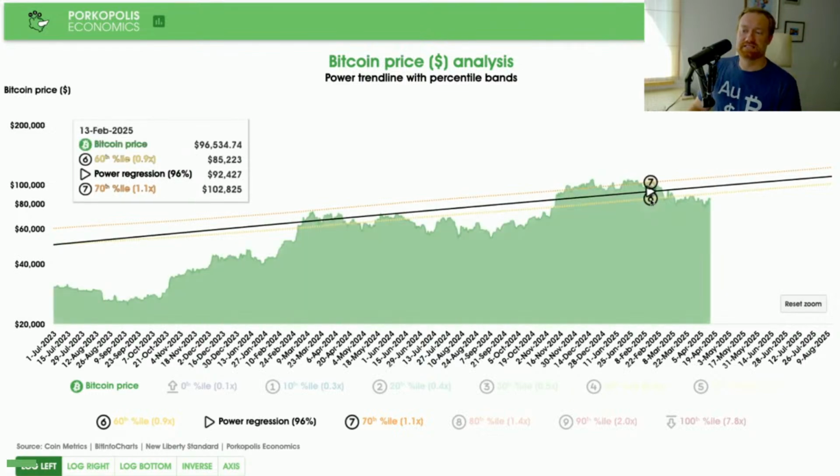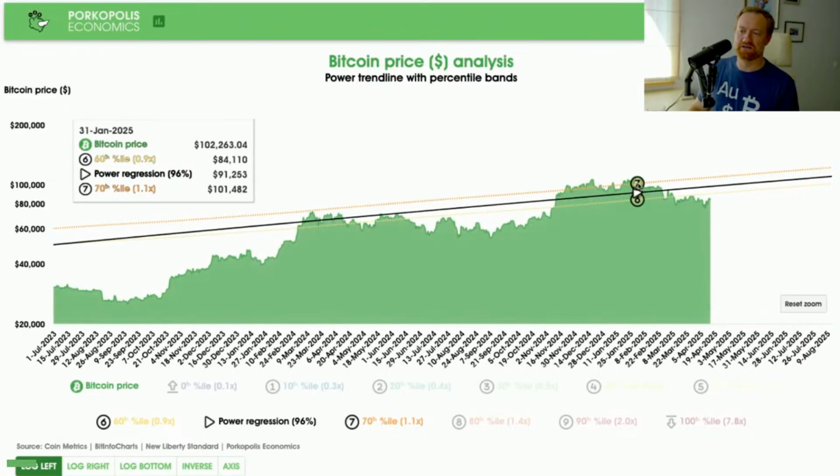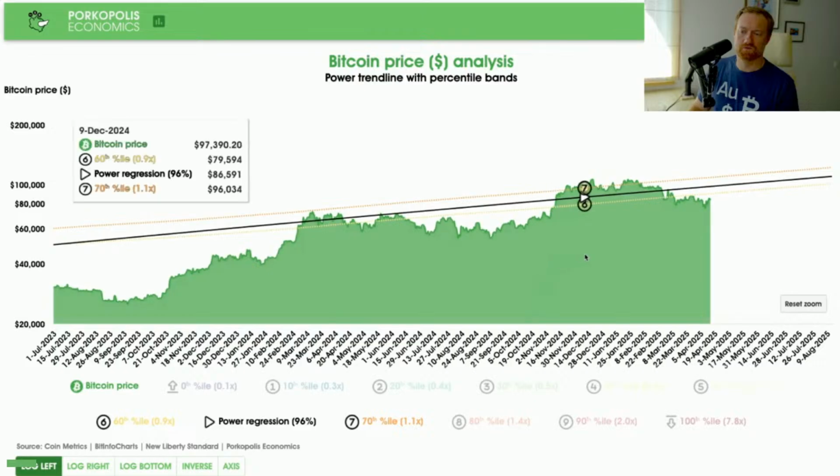But you can clearly see that if we think about the trend line as the mean, that's how you should think of the trend, as the mean. It's not exactly the mean, but you think of it that way. We're very close to the mean. Yes, we're above the mean.